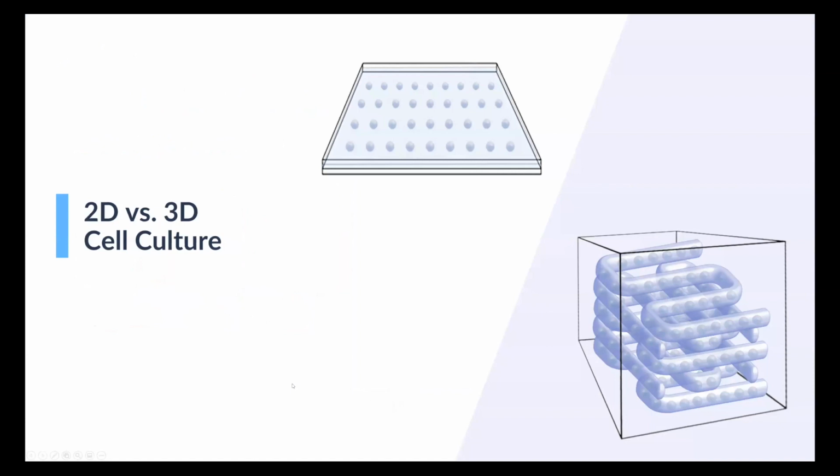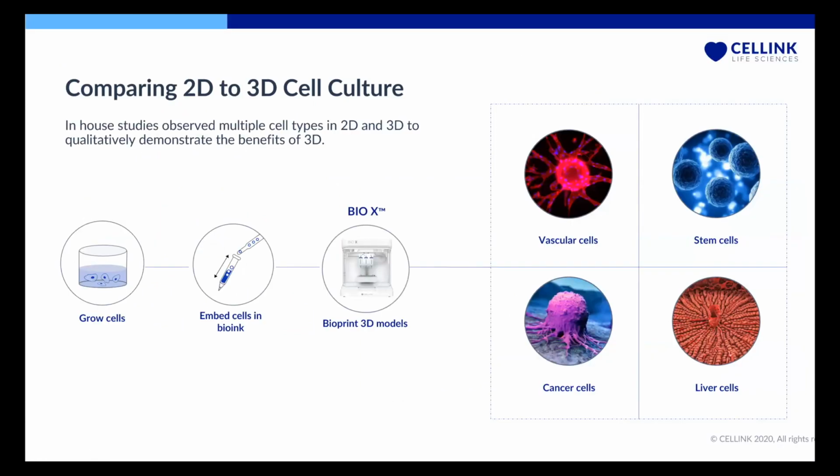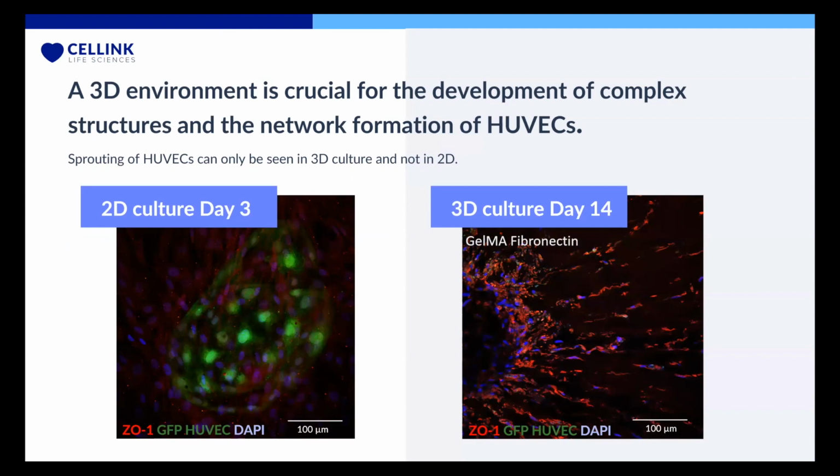And so with these technologies in mind, we can go back to the comparison of 2D and 3D cell culture. Some in-house studies that were done with the BioX, GelMA, and collagen-based bioinks were used to qualitatively analyze cell behavior in 2D versus 3D. So starting with some HUVECs, you can see some nice sprouting after 14 days of culture.